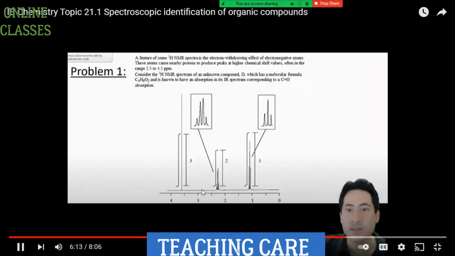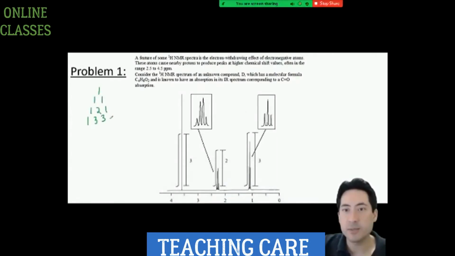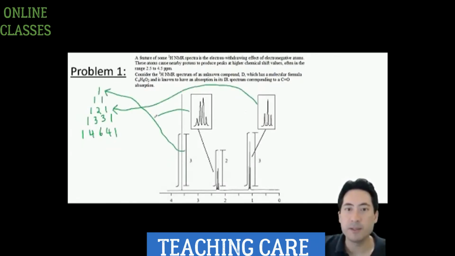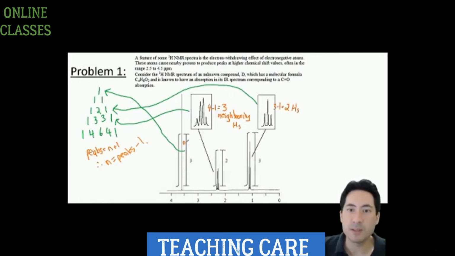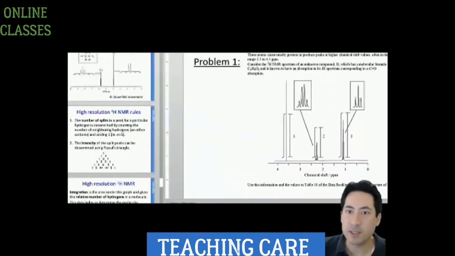The integration here tells us how many hydrogens there are for each of those peaks. By using Pascal's triangle here, we can also match up the patterns with the peaks to also confirm the number of hydrogens. So the peaks equal the number of hydrogens plus 1, so the number of hydrogens equals basically the peaks minus 1. Looking down at the values then, 3.3, 2.3, 1.1, we can then go to the data booklet and look up the possibilities there. For the 1, that's quite easy, it must be a CH3.